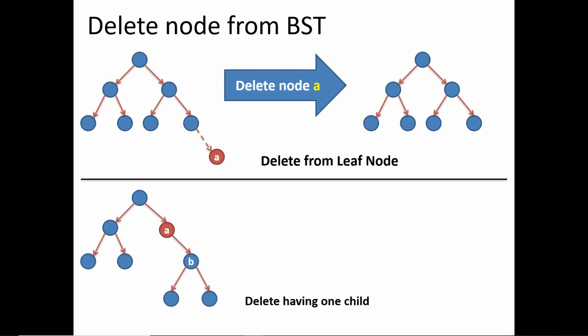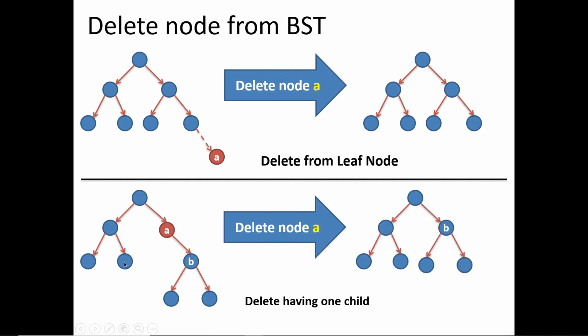Then deleting a node having one child. Here we have to delete this node A which has one child. For that, if we delete node A, then this node B becomes the parent node.